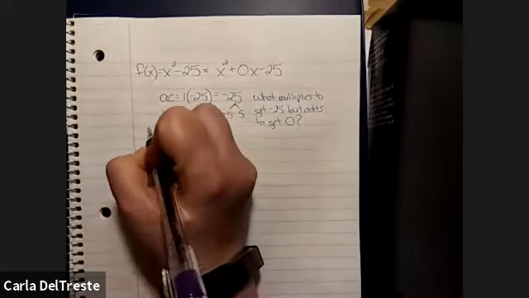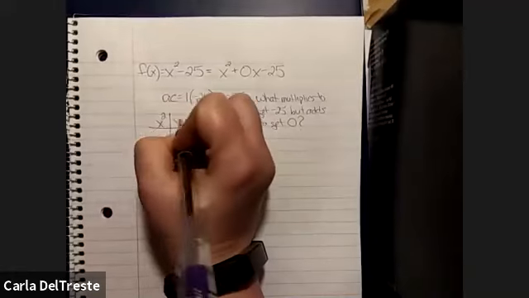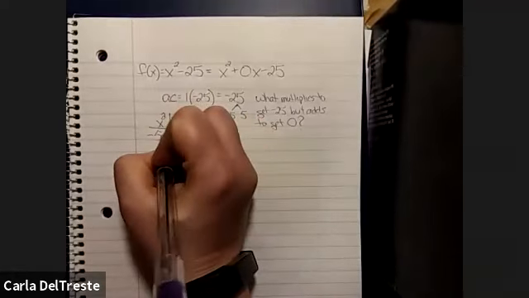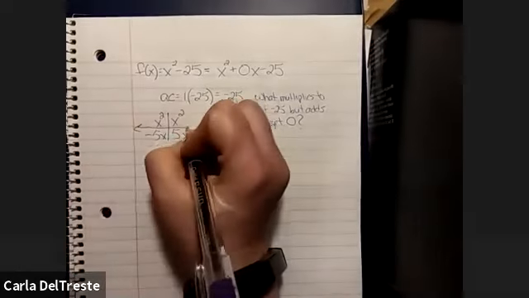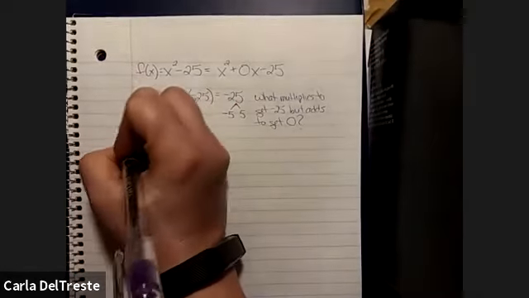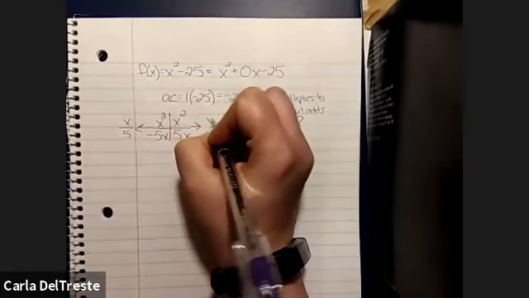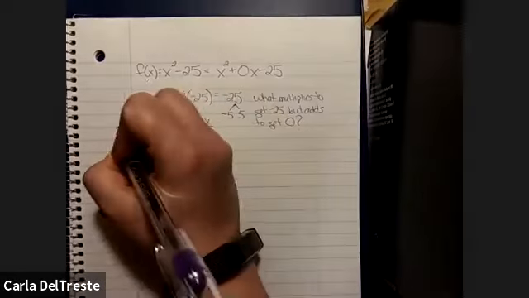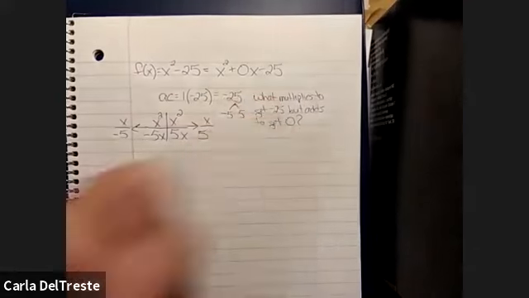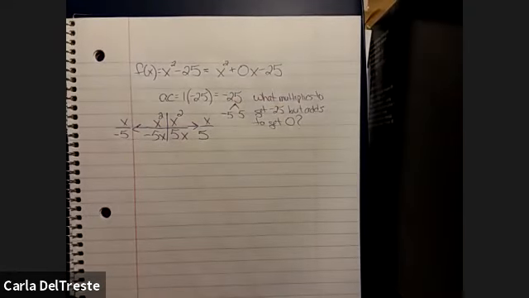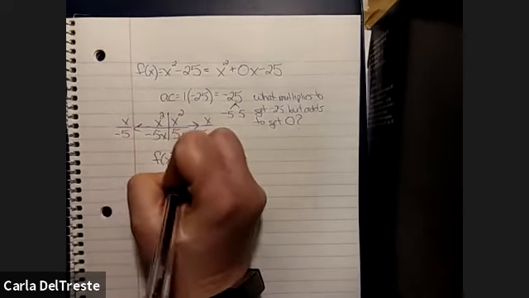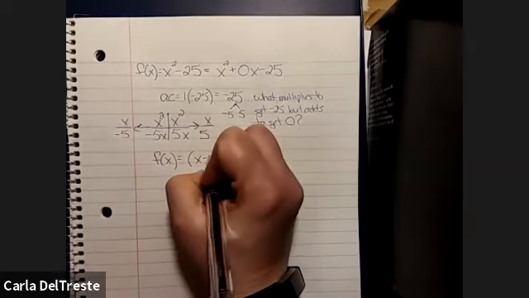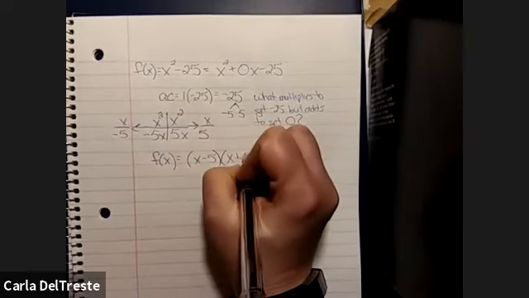So I go to make my t-chart. The x squared goes on top. Negative 5x and 5x go on the bottom. When I simplify these, the only thing they have in common is x's. So I wind up with x over negative 5, and I wind up with x over 5. And that tells me that my fully factored function is x minus 5 times x plus 5.